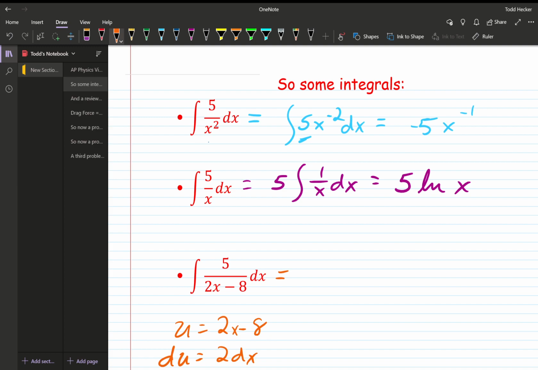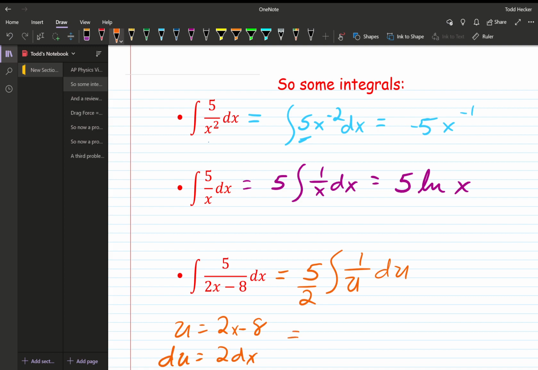So let's do that then. If I do that, I'm guessing you guys have all seen this before somewhere, right? So this becomes 5 times the integral of 1 over u du, sort of, but du would be 2 dx, so I have to divide by 2 to get that to work out, right?